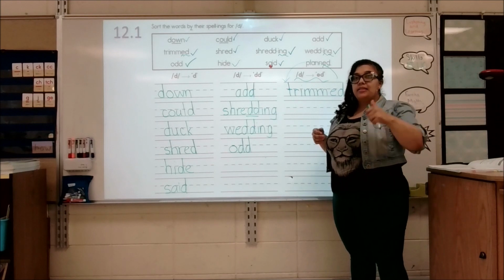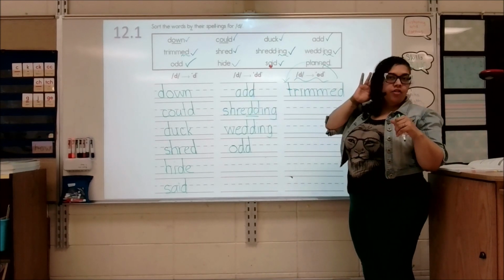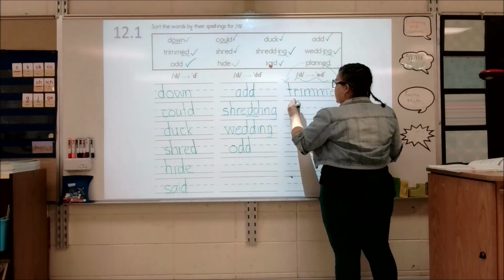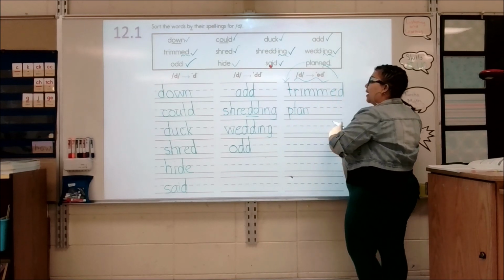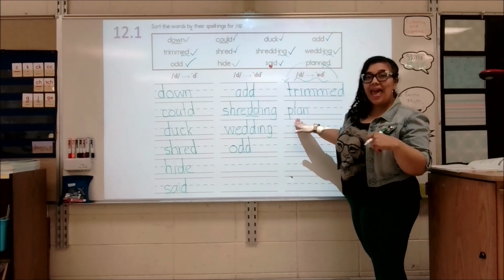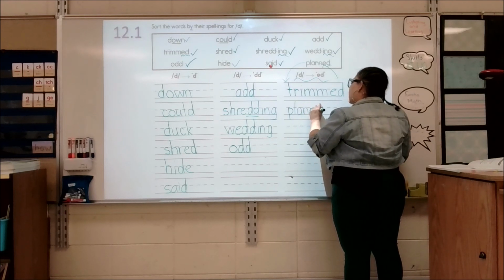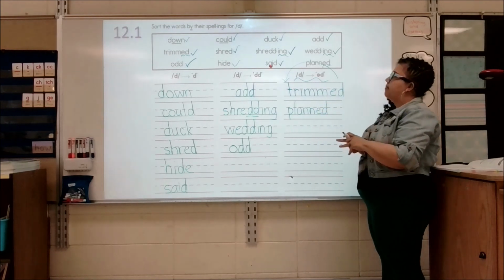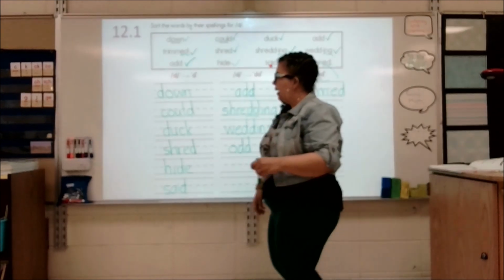Planned. Past tense verb, ending in ed. We hear the sound d. And plan. I want the plan to have already happened. It was planned. The vowel sound is short a, so I'm going to double that last letter, that single consonant, and add the ending ed, making the d sound. Planned. Planned. All right, guys.